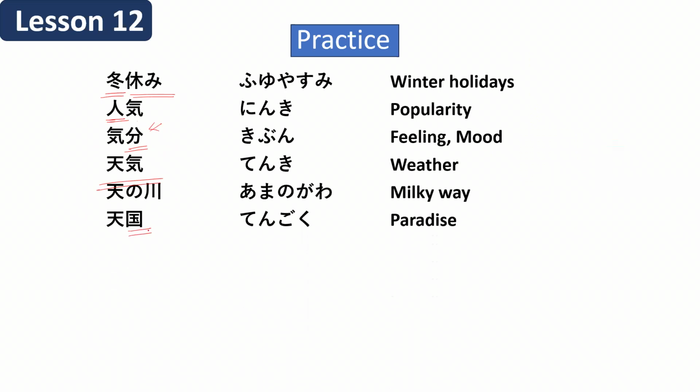Tengoku. This is kanji of kuni, country. Tengoku, paradise. Tasho, a little. Tasho is more or less. This is kanji of more. This is kanji of less.